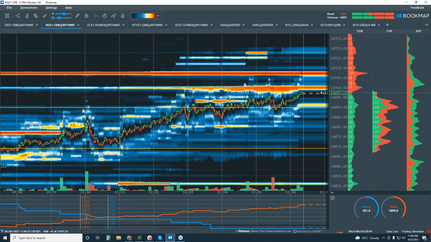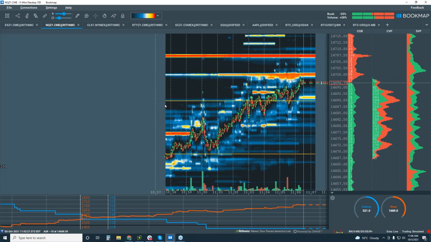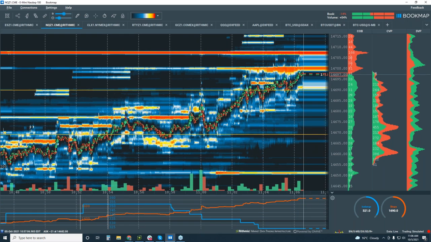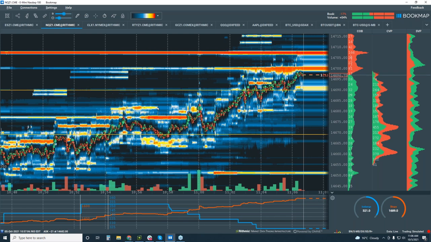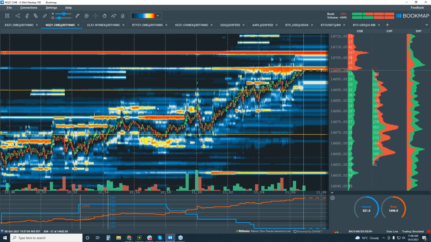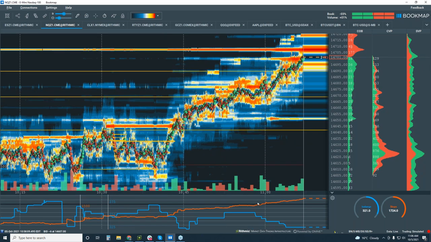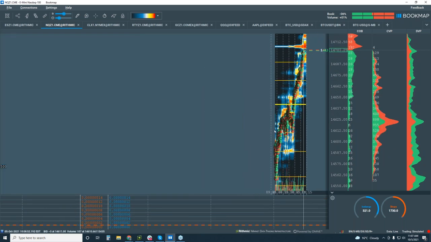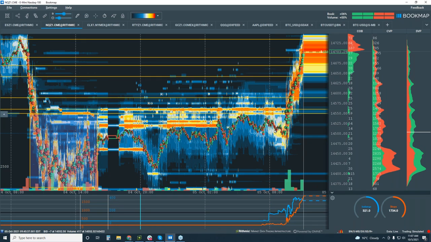And what about our 707 area? Okay, there's 700. Now actually this is getting really interesting. We might see some really nice huge stop runs up here. It's been a huge stop run the whole way. Poor retail traders, just getting annihilated.